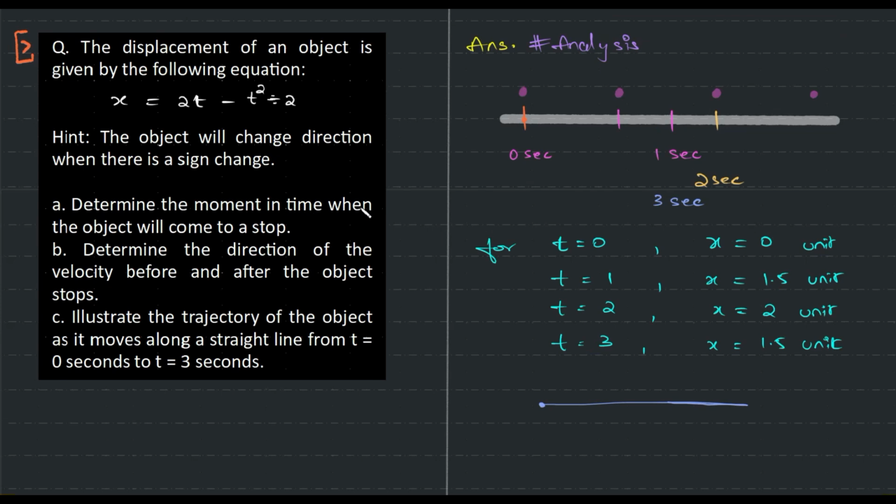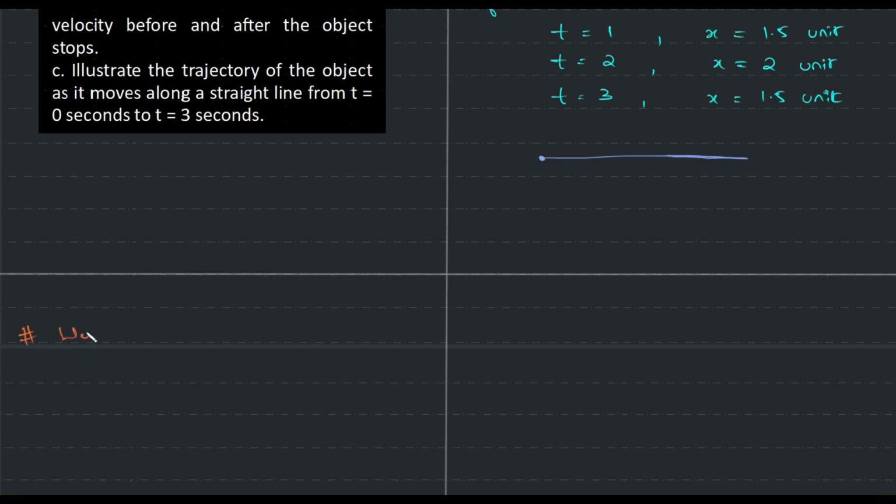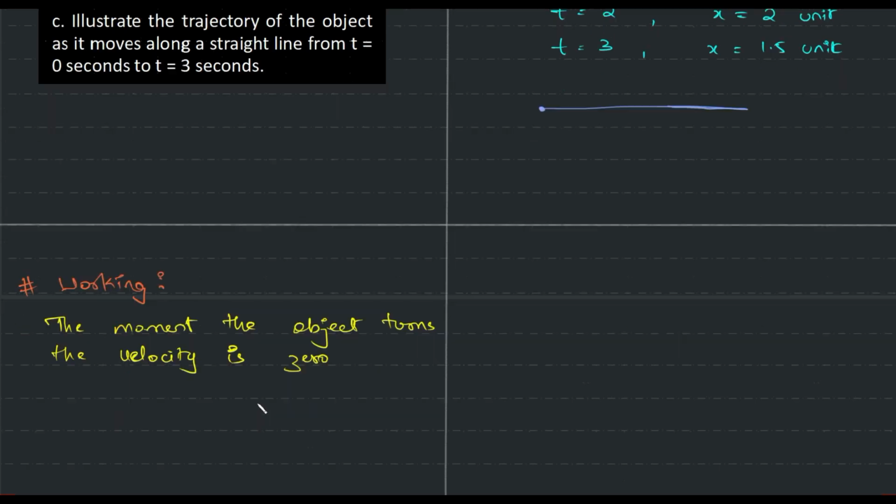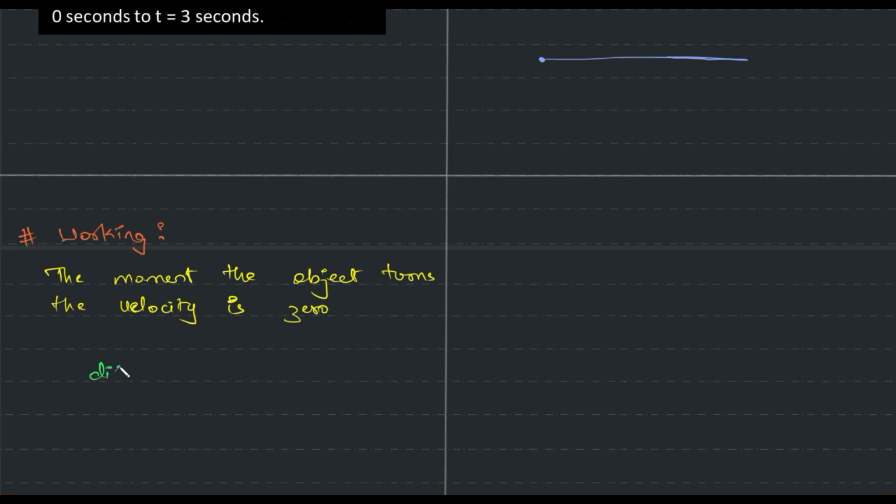The moment the object turns, that's where the velocity is 0. Okay. The moment the object turns, the velocity is 0. Now, how do you find the velocity? Differentiating x with respect to time.